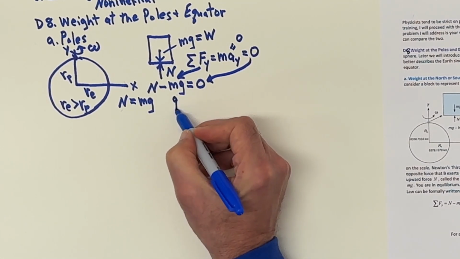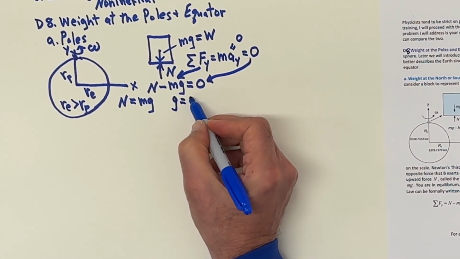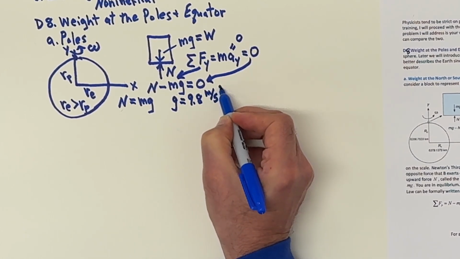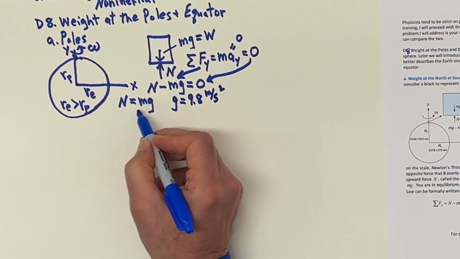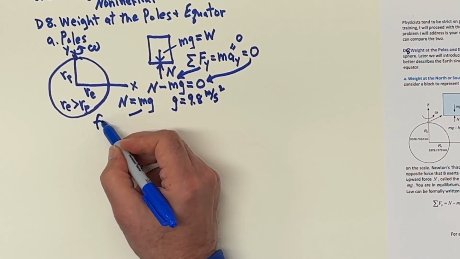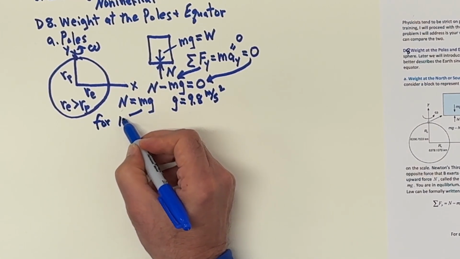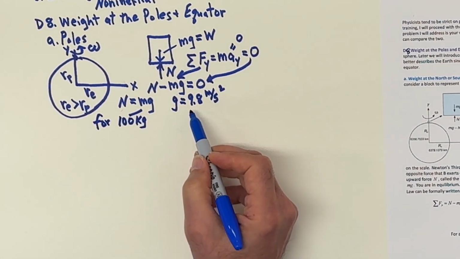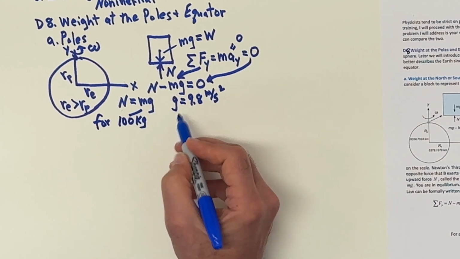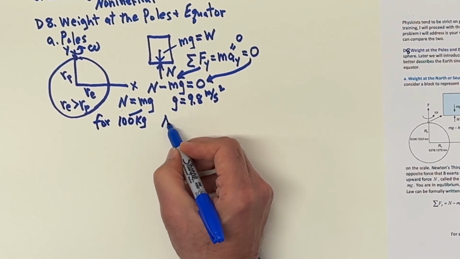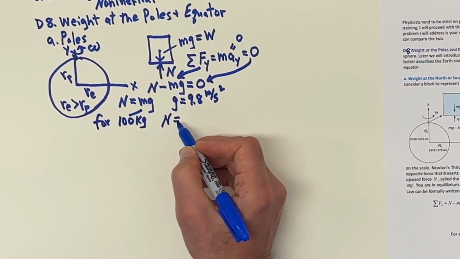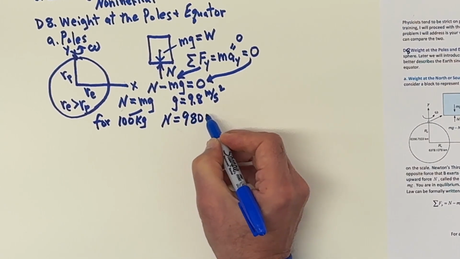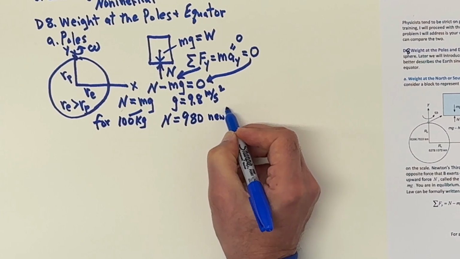Now, g is 9.8 meters per second squared. And if we have a mass, say for a mass of 100 kilograms, then when you multiply the 100 times the 9.8, the force that you're going to get here is 980 newtons.